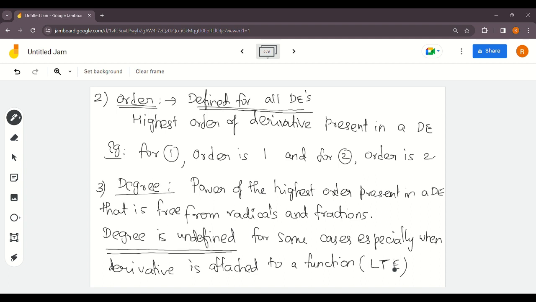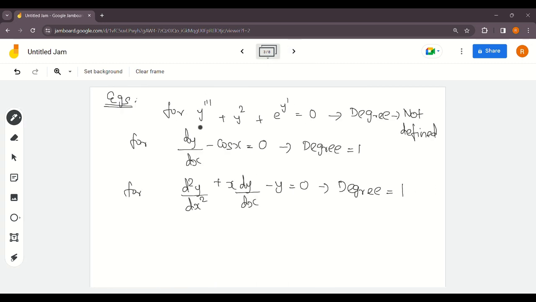But when the derivative is connected to these three functions, that is logarithm, trigonometry or exponential, degree is not defined. Don't worry, I have given you an example also. So now we will see the examples. So for y triple dash, that is d cube y by dx cube, it is called y triple dash plus y square plus e power y dash equal to 0.